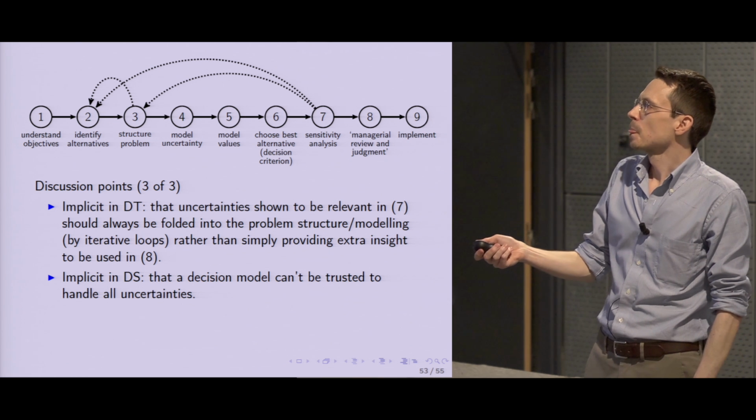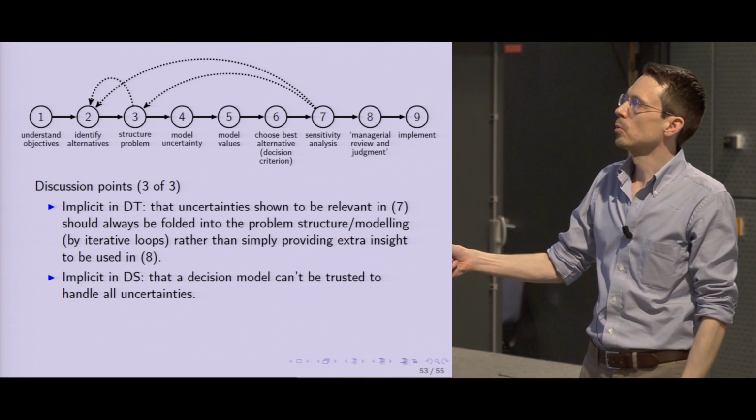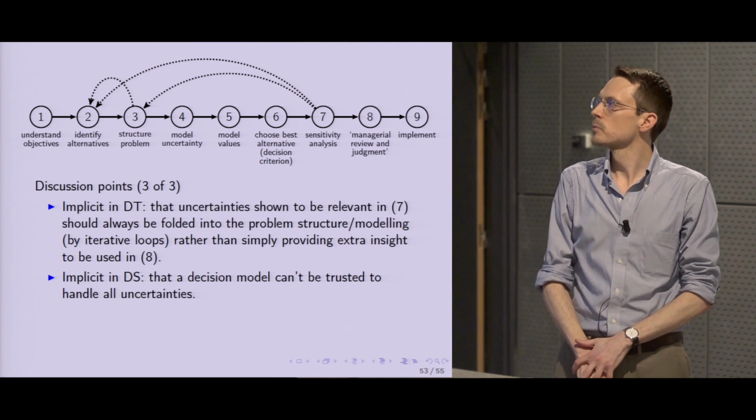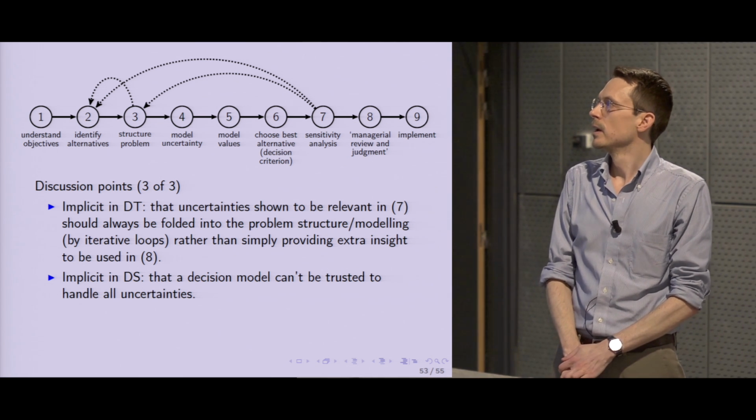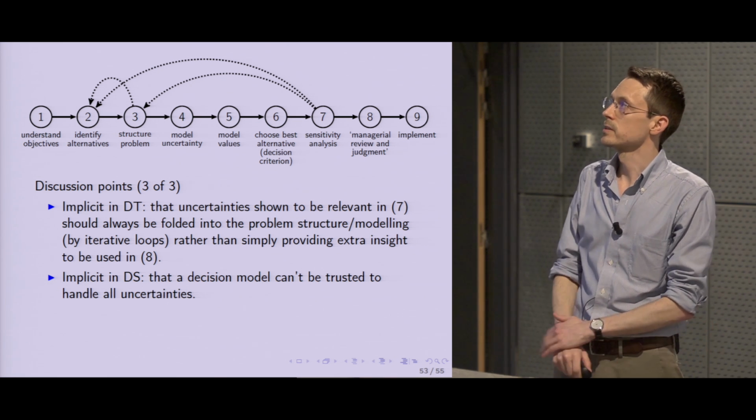Final one, the other side of that, implicit in decision support, and I'm trying to start a fight: the decision model can't be trusted to handle all uncertainties.